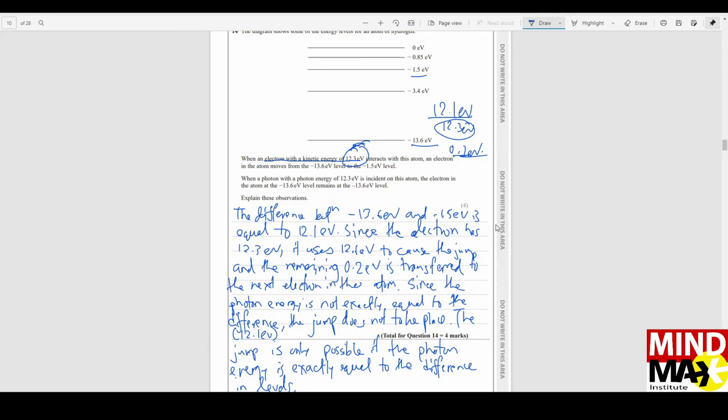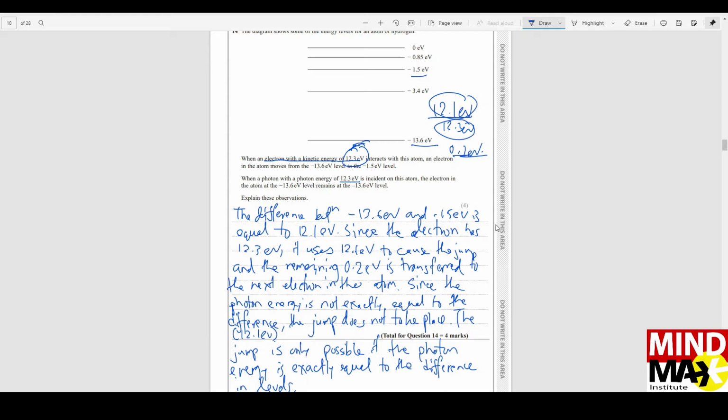But when it comes to the photon, the same amount of energy, 12.3 electron volt, is provided onto this atom by a photon, and nothing happens. It stays at minus 13.6. Why? Because it's not exactly equal to 12.1. It has to be exactly equal to 12.1 for the transition to take place. But since the photon cannot provide exactly 12.1, it's providing 12.3.